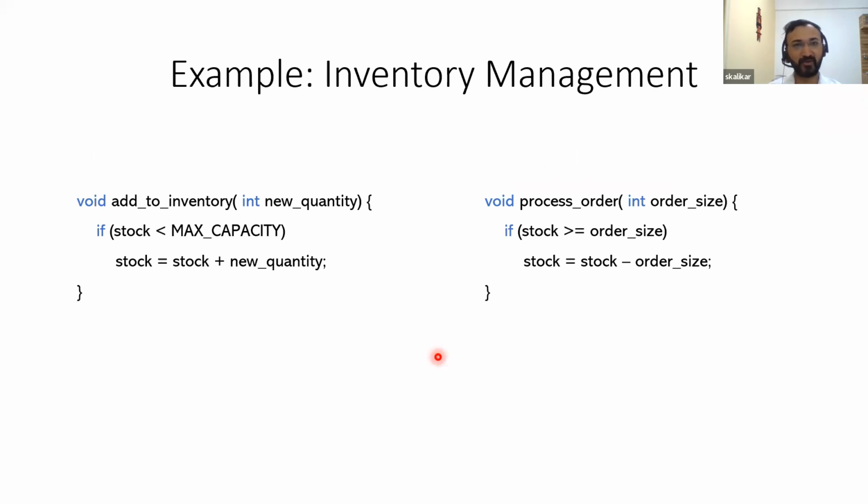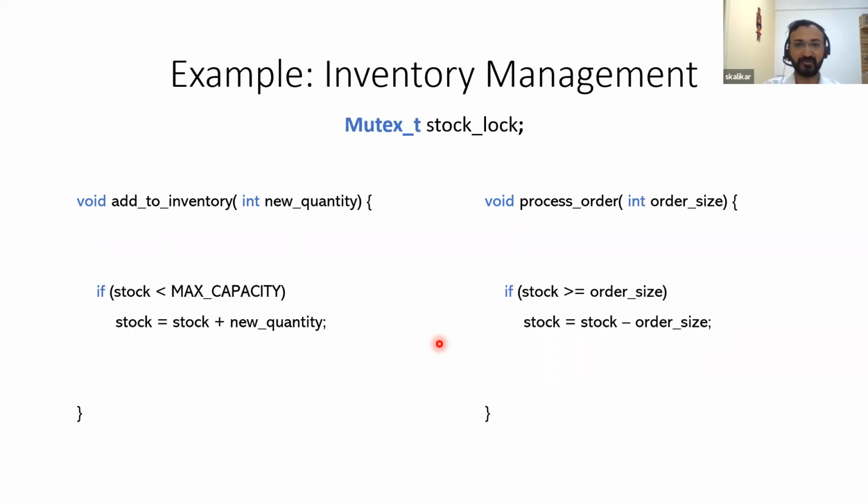Now let's go back to our example where we discussed adding inventory and processing orders. We have also seen that because these are non-atomic operations, we may end up with undesirable outcomes which we do not want. So we'll see how we can fix this problem using mutex locks. Suppose you have a mutex of type T and the mutex variable is stock_lock. View this lock as a shared entity across threads, and it only exchanges hands when one thread finishes, and the one who is waiting for it will get it.